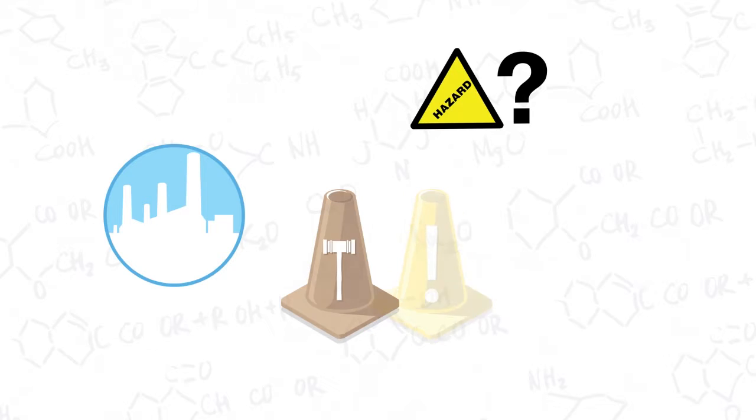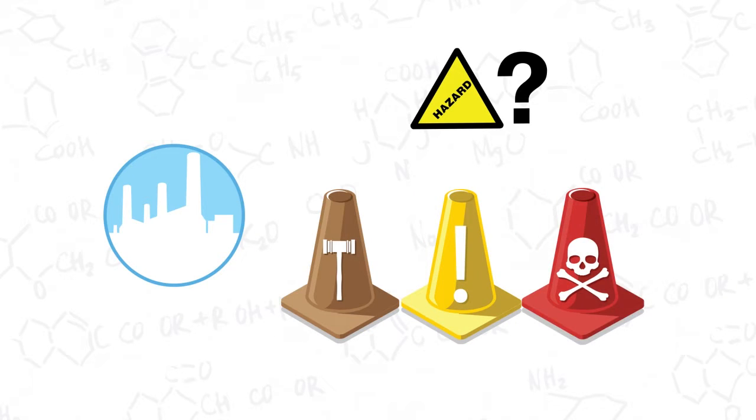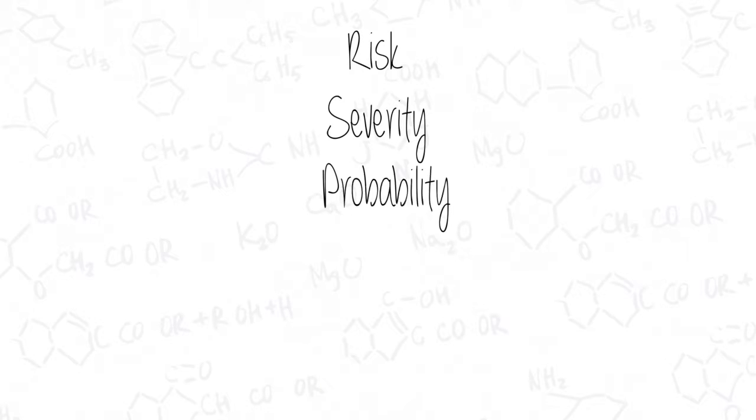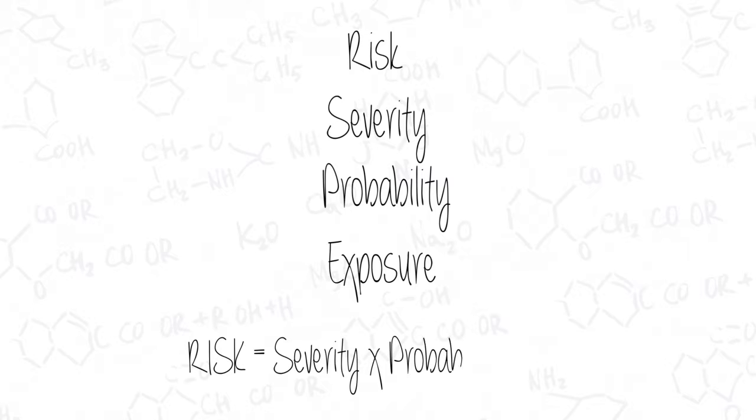Those who analyze risk have developed a formula to rank potential hazards. The formula has 4 components: risk, severity, probability, and exposure. At its most basic, the formula looks like this: risk equals severity times probability times exposure. The probability or likelihood of exposure can be estimated by a history of incidents, as well as by industry benchmarks.